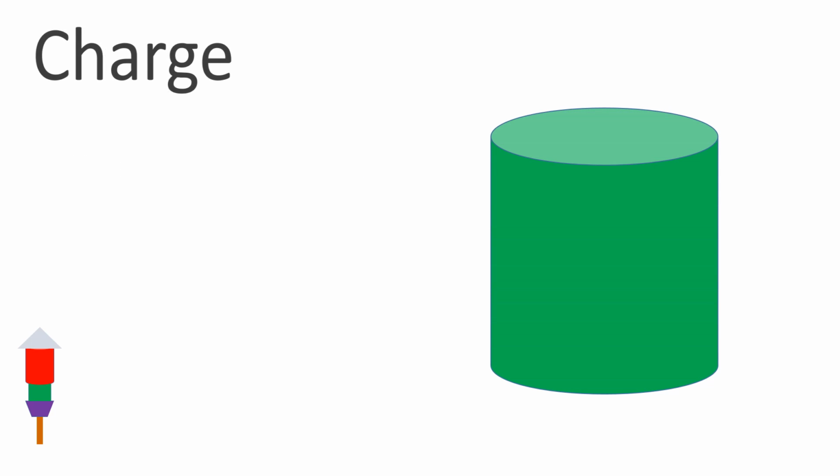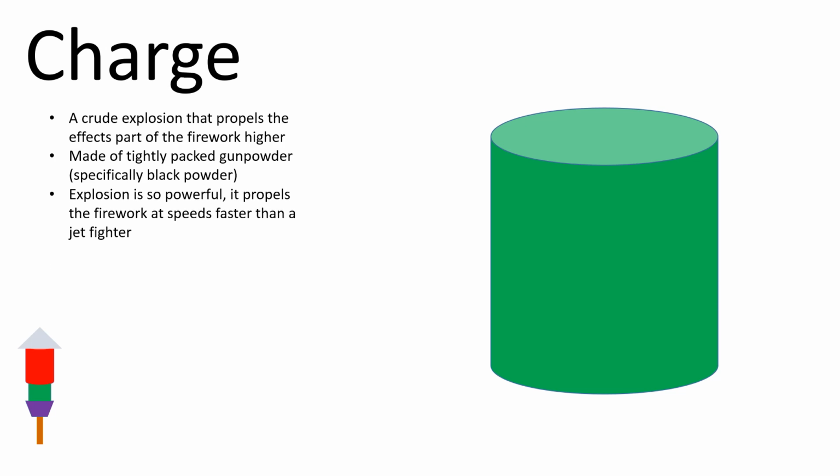Now let's get to the charge. The charge is where the exploding really happens. The charge is a crude explosion that propels the effects part of the firework a lot higher. It is made of tightly packed gunpowder, specifically black powder. Now I make this distinction because gunpowder refers to more things than just the black powder that we all kind of associate with. Gunpowder nowadays, especially in modern weaponry, is a lot more powerful than the black powder that we see in a firework. But the explosion in a firework is nothing to be laughed at.